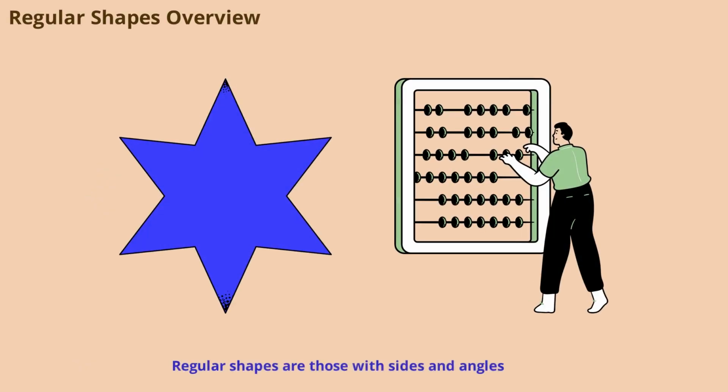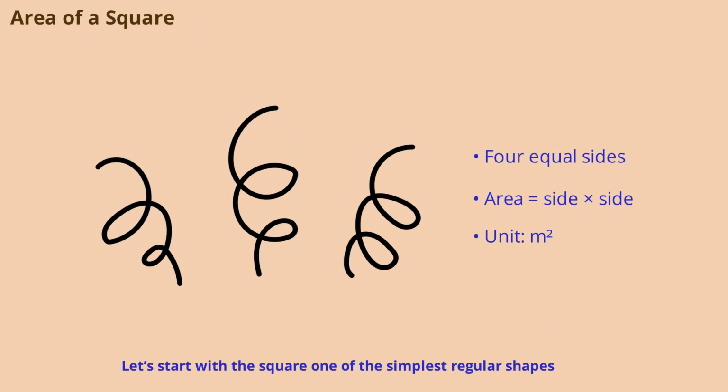Regular shapes are those with sides and angles that are all equal or follow a specific pattern. Common regular shapes include squares, rectangles, circles, and triangles. Each of these shapes has a unique formula for calculating area, making it easy to find out how much space they cover. By mastering these formulas, you'll be able to tackle a wide range of real-world problems, from measuring land to designing art projects. Start with the square, one of the simplest regular shapes.